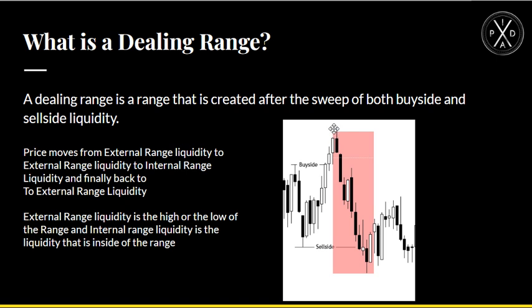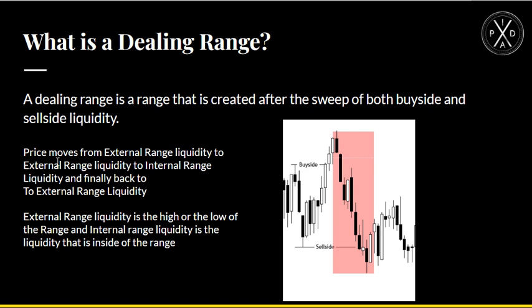And there's two types of dealing ranges. There's a bearish dealing range and a bullish dealing range. A bearish dealing range is when we first sweep buy-side liquidity and then sell-side liquidity. Like in this example, we take buy-side first and then we take sell-side. So this is a bearish dealing range. And then inversely, a bullish dealing range would be when we take sell-side liquidity first and then buy-side liquidity. So that's what a dealing range is.